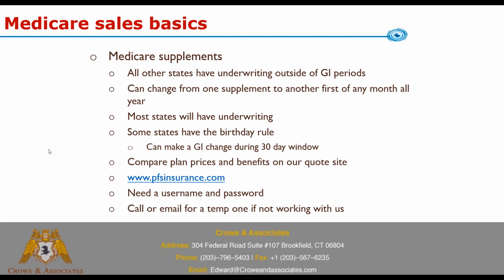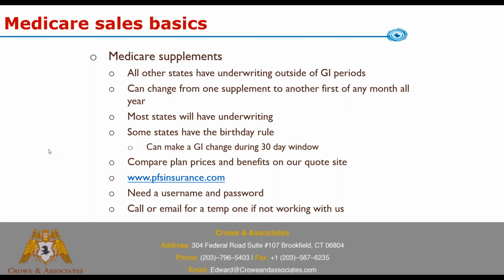Okay, so in a guaranteed issue state, for example, let's say somebody's on a Plan G and they want to move to a Plan N, or a Plan G with another company or within the same company. In a guaranteed issue state, they can make that change the first of any month all year. They can do that in a non-guaranteed issue state as well.